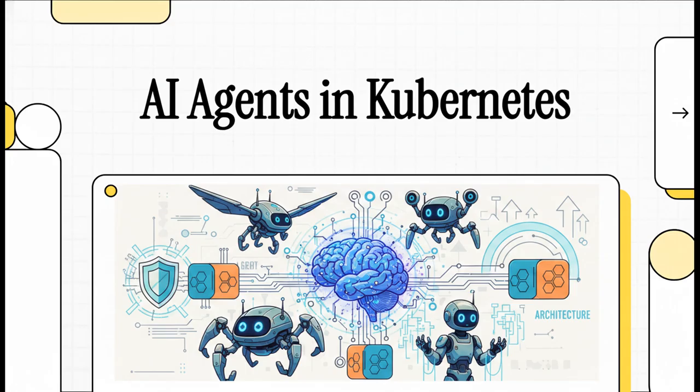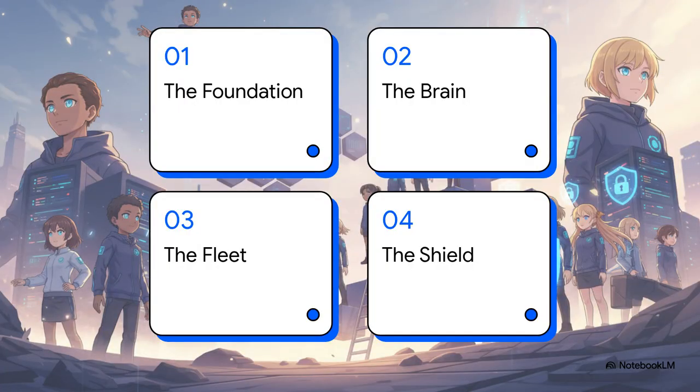So today, we're going to bridge that exact gap. Consider this your complete technical briefing on how to architect, scale, and secure these non-deterministic digital workers. Here is a quick look at our roadmap. We'll start with the foundation, containerizing your workspace. Then, the brain, handling memory. Next, the fleet, covering autoscaling. And finally, we'll lock the whole thing down with the shield.